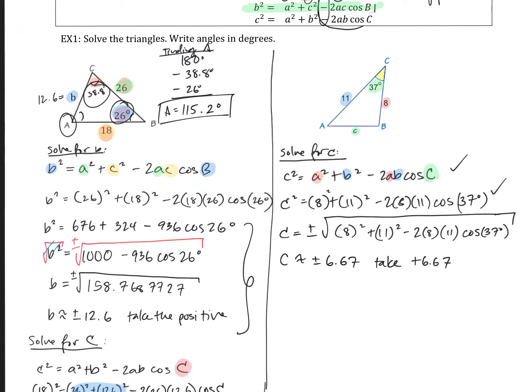Okay, so that's our c value. Now what are we missing? We have c is 6.67. We're just missing these other two angles here, A and B. Let's use the same method we did before. So let's go ahead and find angle A.